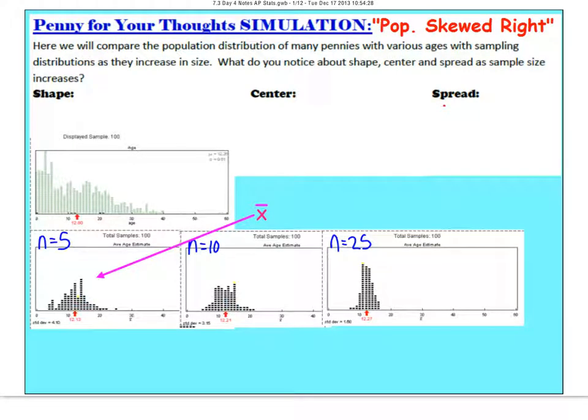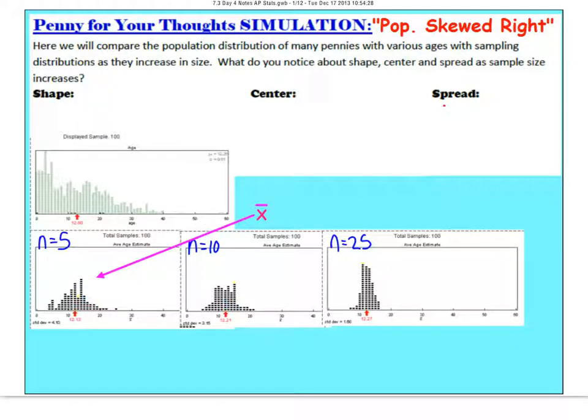Before we formally start 7.3a, I want to talk a little bit about an example that is related to the pennies applet that you just got done doing. So what we're going to do here is look at a population of the ages of these various pennies for a population where it's skewed right. So clearly this population of all these pennies is skewed right.